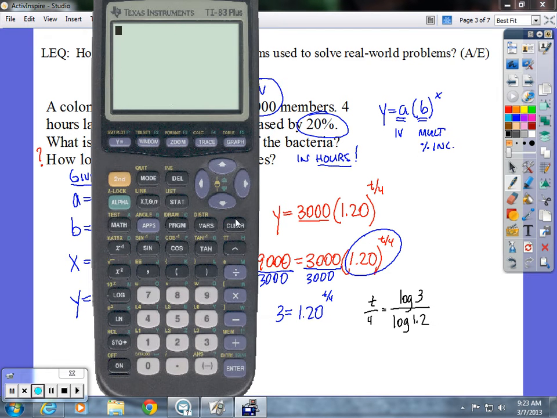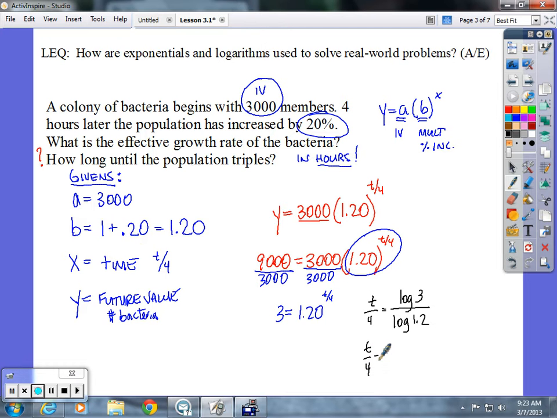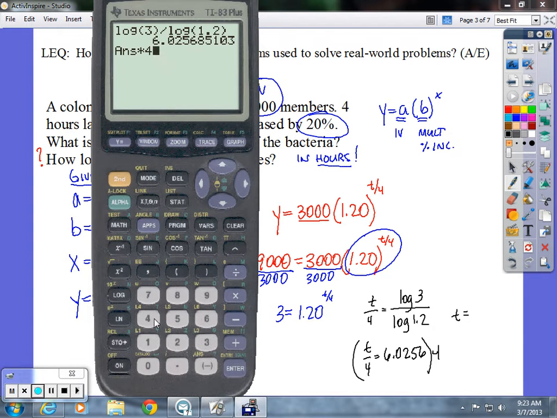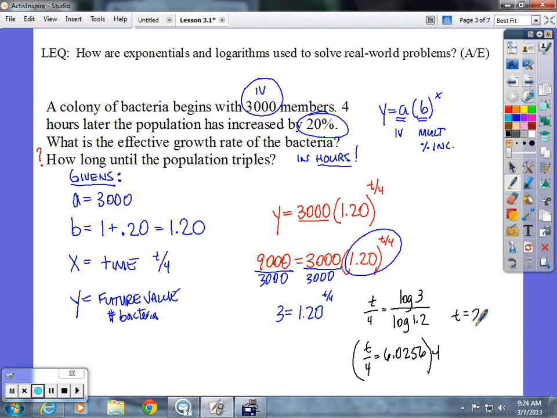So then what I want to do here is log of 3 divided by the log of 1.2 equals 6.0256. So t over 4 equals 6.0256. And then I multiply both sides by 4. So I end up with a time of 24 hours. So about 1 day. So some new stuff here, not new, but new for this course. And that's the easiest way to go about it.